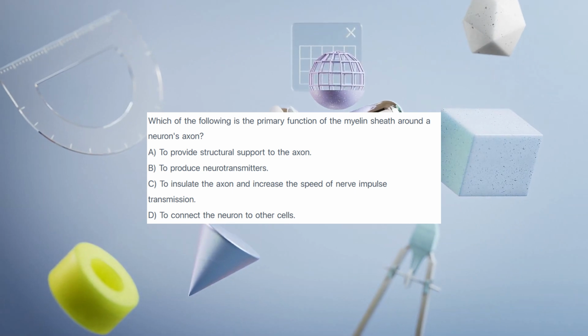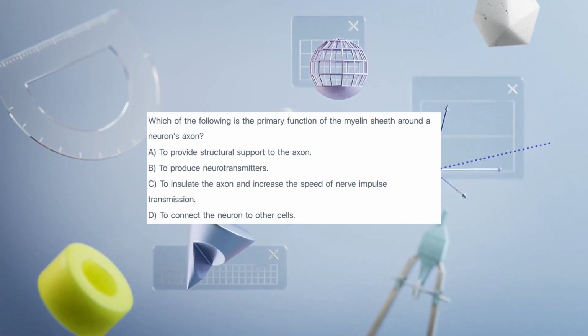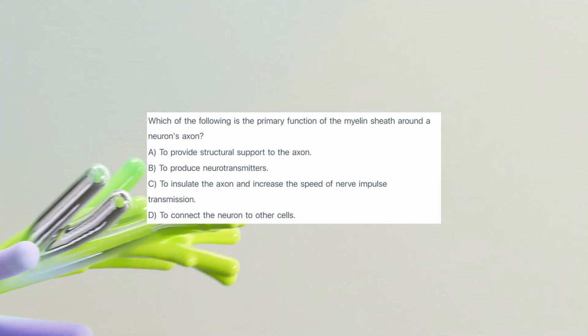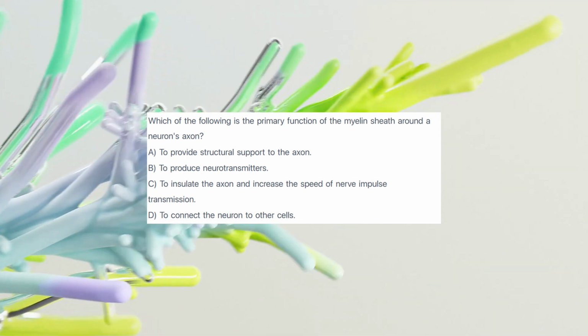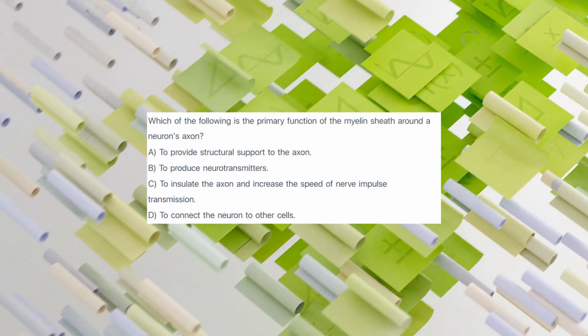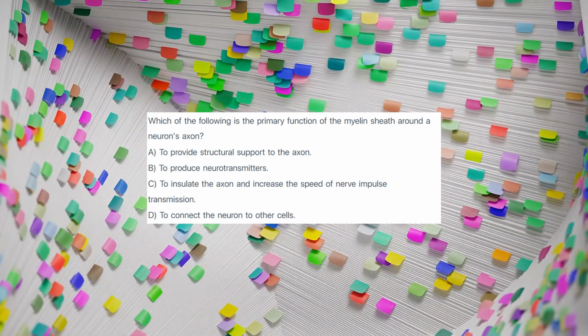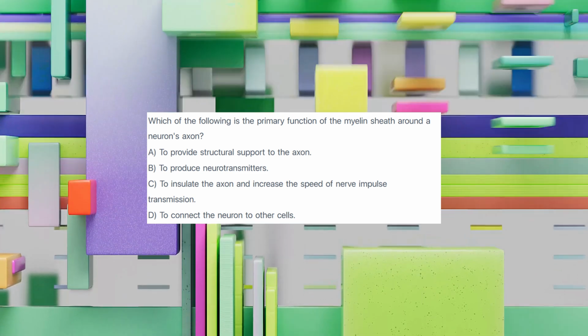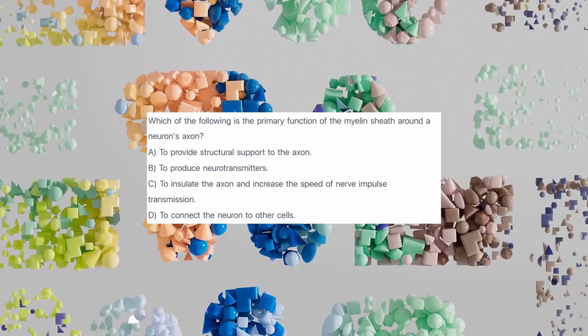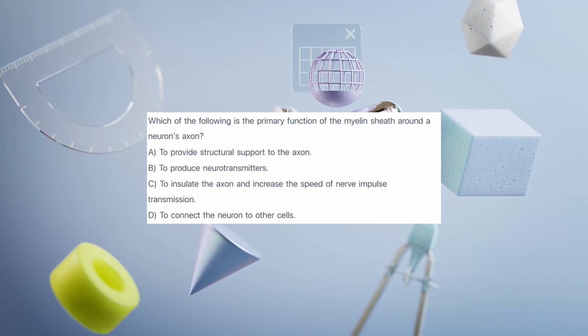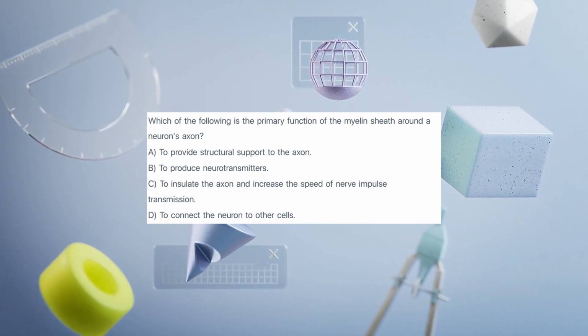Which of the following is the primary function of the myelin sheath around a neuron's axon? A, to provide structural support to the axon. B, to produce neurotransmitters. C, to insulate the axon and increase the speed of nerve impulse transmission. D, to connect the neuron to other cells. Answer C, to insulate the axon and increase the speed of nerve impulse transmission.